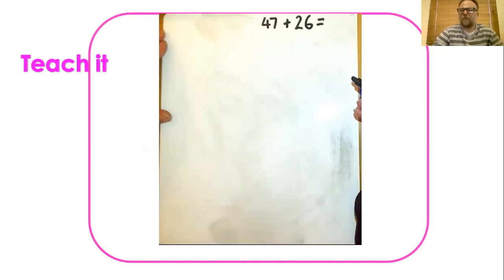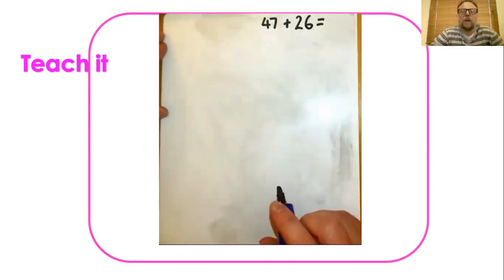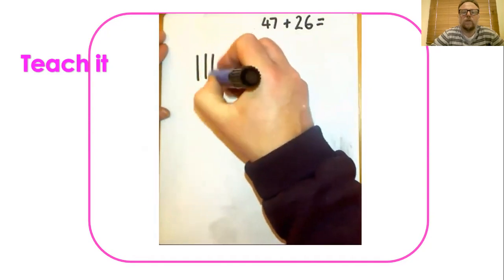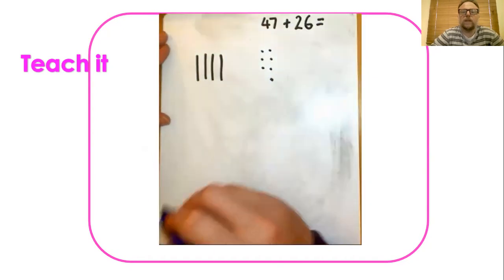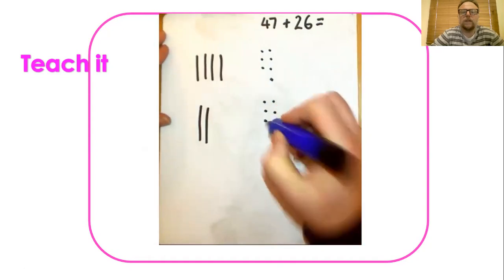Right. Now, the next stage is to go to pictorial, like we did yesterday. We're going to draw it for ourselves. So I'm going to do 47 and 26, and I'm going to draw the 10s and 1s instead. So 47 is going to need how many 10s? And how many 1s? 4 10s, 1, 2, 3, 4 10 sticks. 1, 2, 3, 4, 5, 6, 7 ones. 26. 2 10s and 2, 3, 4, 5, 6 ones.